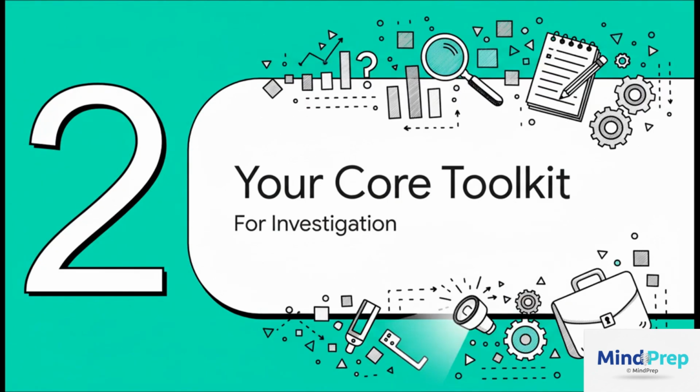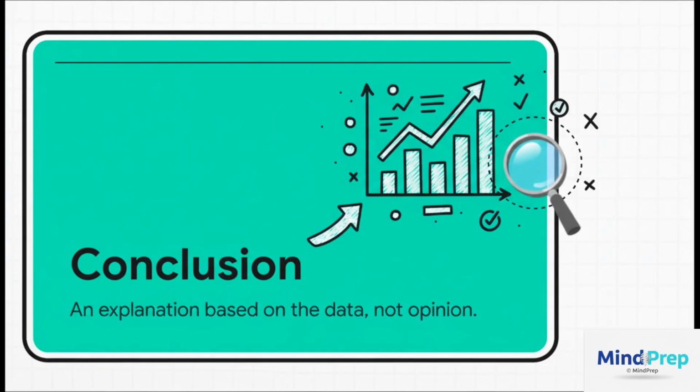Okay, so every good detective needs a toolkit, right? And yours is all about understanding just a few core ideas. These are the absolute fundamentals that are going to help you solve any data mystery that gets thrown your way. First up, and this is probably the most important tool you have, is knowing what a conclusion really is. See, in our world, a conclusion isn't a guess, it's not a hunch, it's not an opinion. It is an explanation that is 100% backed up by the data. If the evidence isn't there, it's not a valid conclusion, period.